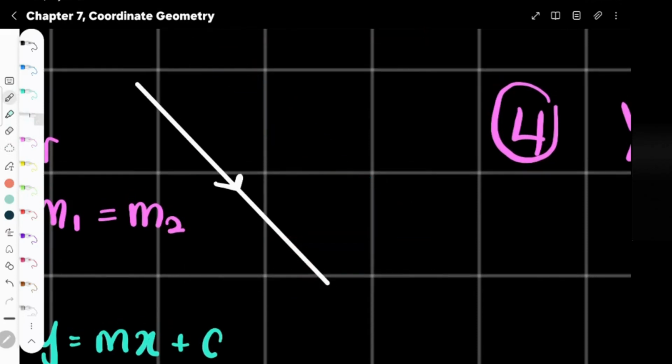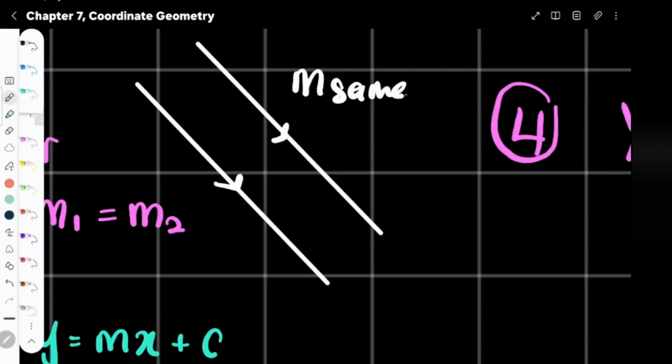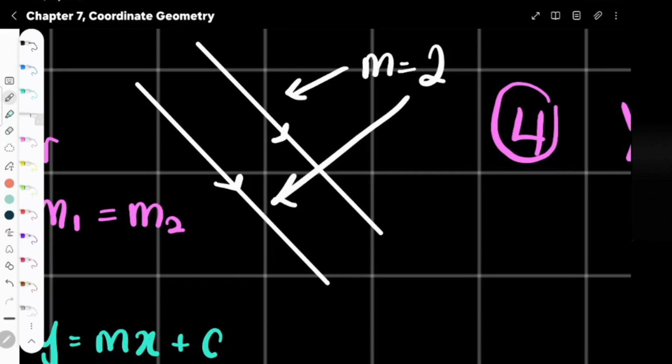Let me draw better. It should be like here to here. Yes, that looks nicer. So that means the gradient will be the same. If the gradient here is 2, that means this gradient is also 2. Why is that important? Because we want to know the gradient of a certain line without looking at the equation.